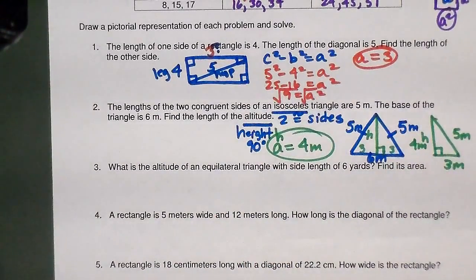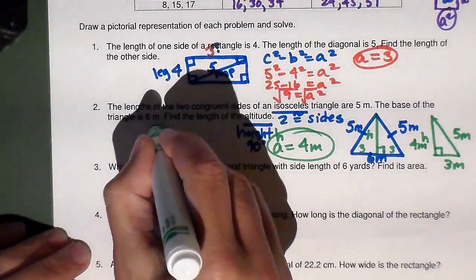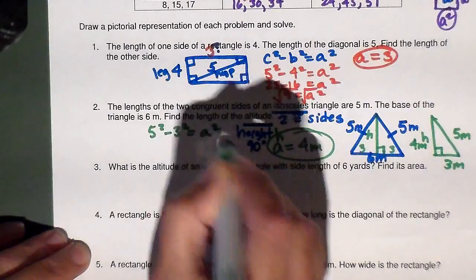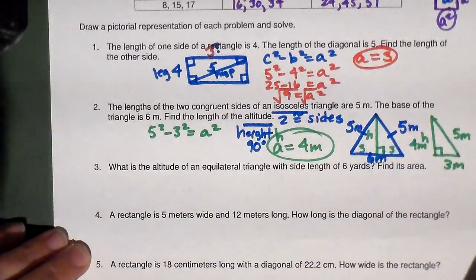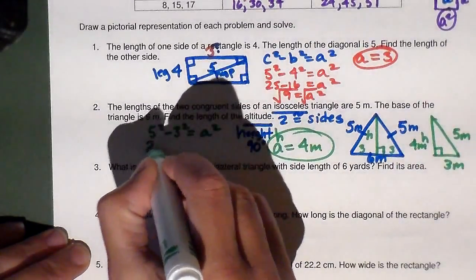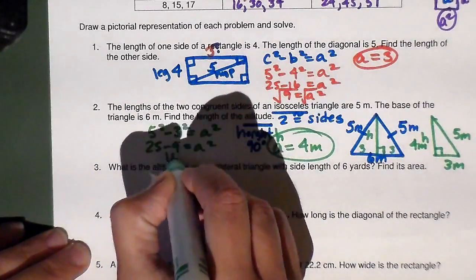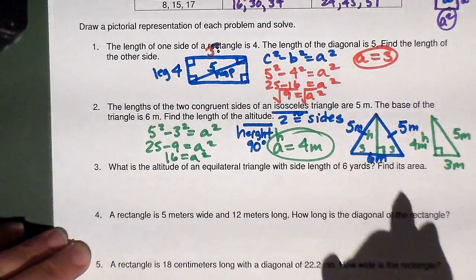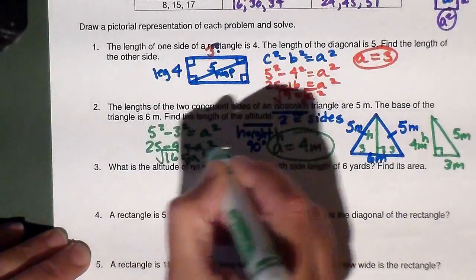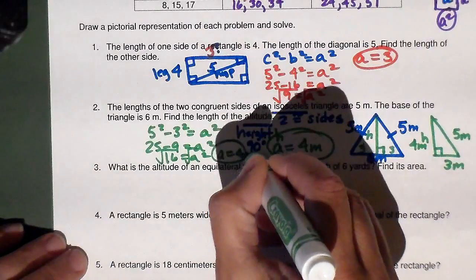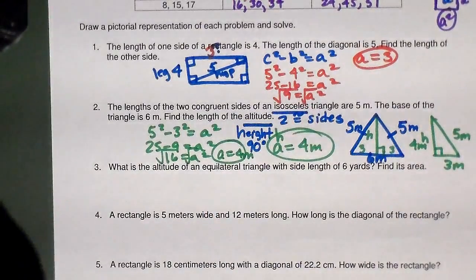Now, if you want to do it the long way, you would do 5 squared minus 3 squared equals your altitude squared, or your height. You can call it either one, A or H. So I got 25 minus 9 equals A squared. 16 equals A squared, and I don't want A squared, I want A, so I'm going to square root both sides, so A is 4. And that would be 4 meters. Make sure that you have your units.